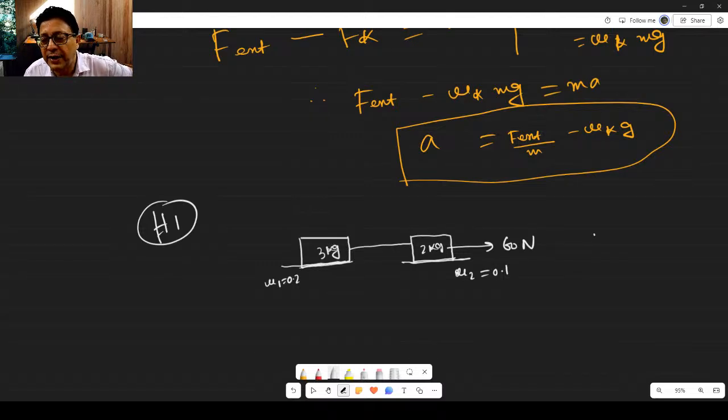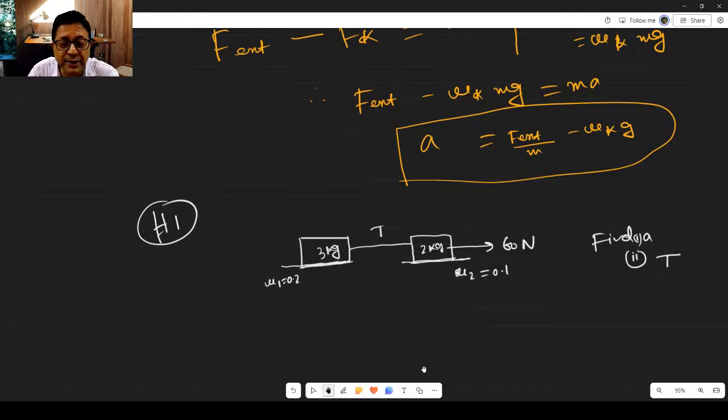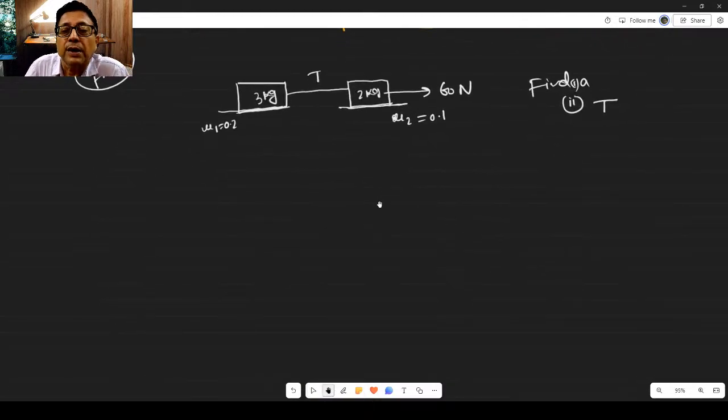Your problem is to find the acceleration of the system and the tension in the cord in between the two. That I am calling T. T is the tension of the cord. I am showing you one example. The next one will be solved by you. So we need to draw the free body diagram, isn't it? How to draw the free body diagram, you know very well. We'll do it for the 2 kg mass.